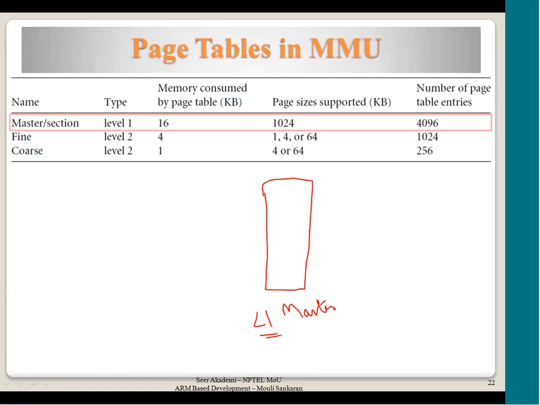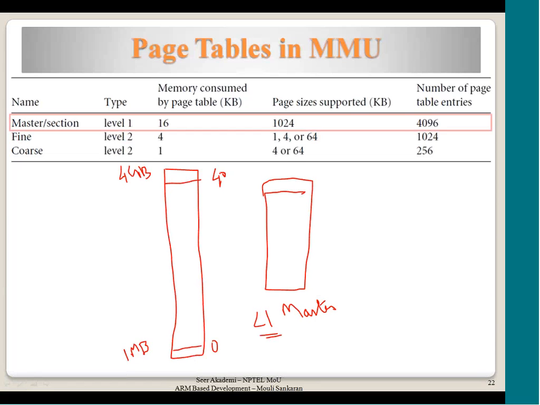It is also called L1 table. Okay, the master table or L1 table, it is actually mapping the available virtual space we have. Okay, 4 GB of available virtual space. This available virtual space of 4 GB is split into 1 MB each, okay, of 4096 entries. It varies from 0 to 4095.